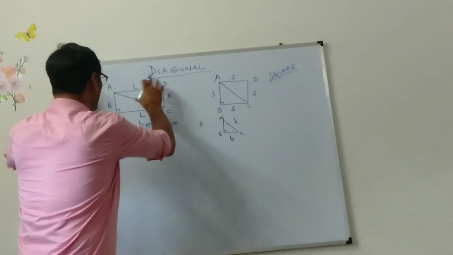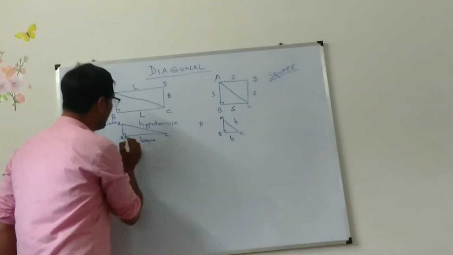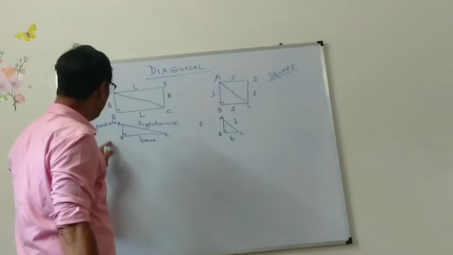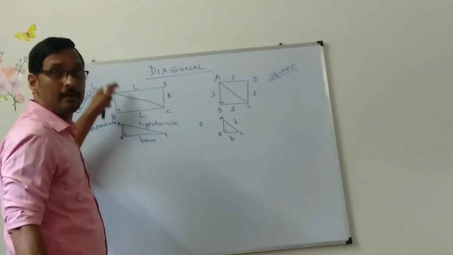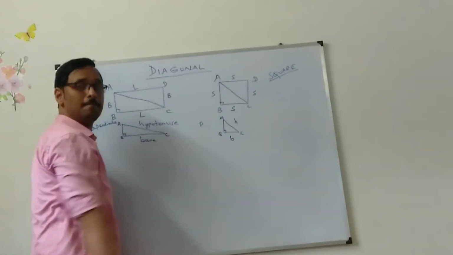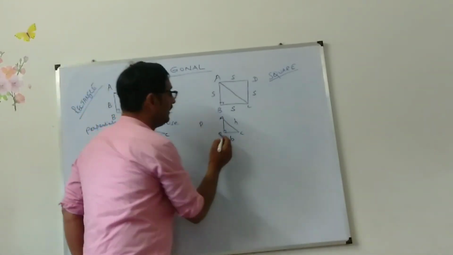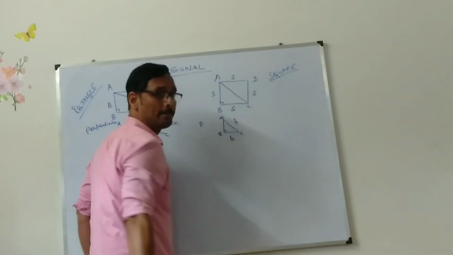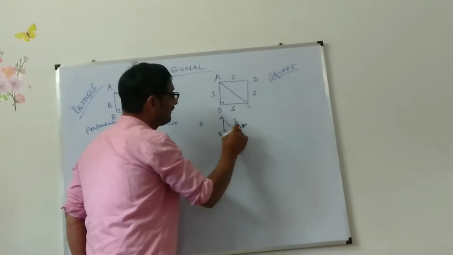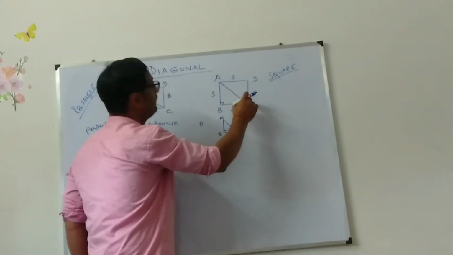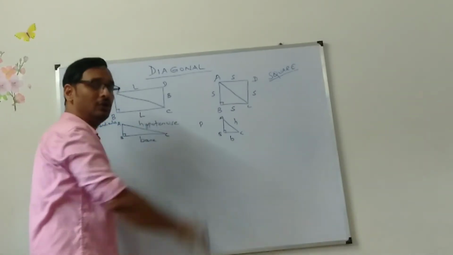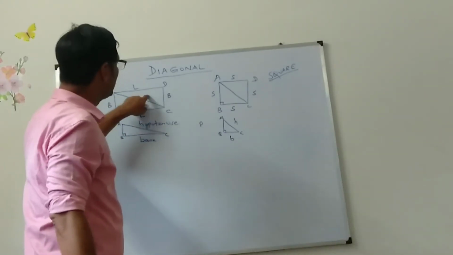But with respect to the rectangle, this base is nothing but length, this perpendicular is nothing but breadth, and this hypotenuse is nothing but the diagonal. The same logic is applicable here: this base is nothing but side, this perpendicular is also side, and this hypotenuse is nothing but the diagonal. So if I find the hypotenuse, the same will apply here.